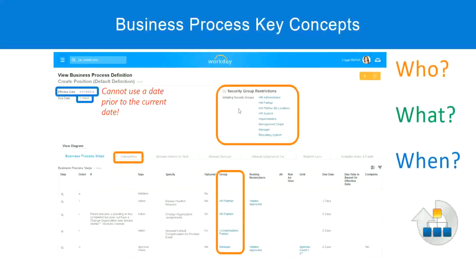So in the who question first is, who can initiate the task? Remember, in the security policy we have the section who can start the business process. Right, we did that yesterday. Who can start the business process? So that is in this particular section, right here at the top. Security group restriction. Initiating security groups. These are the security groups who will be able to initiate the business process.